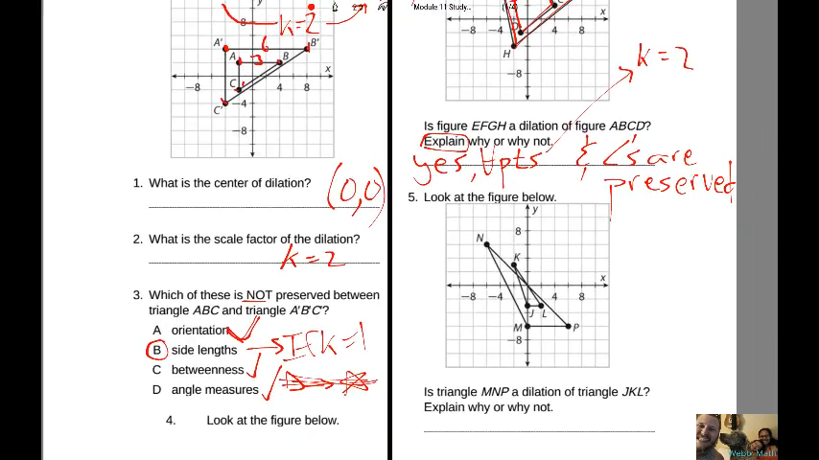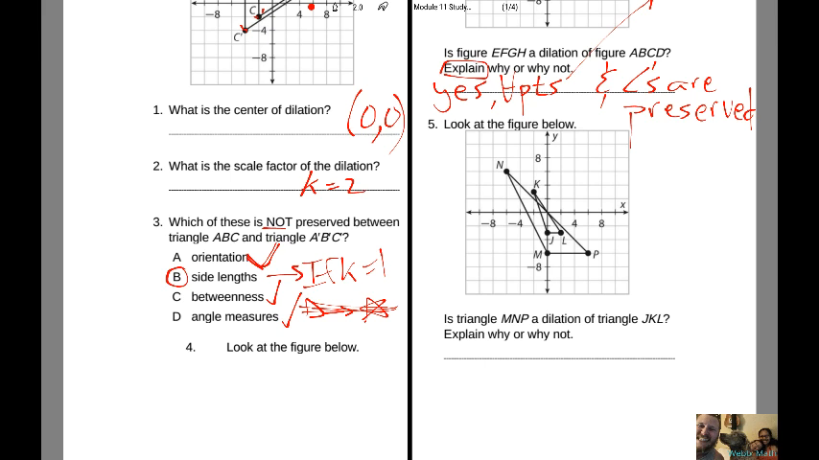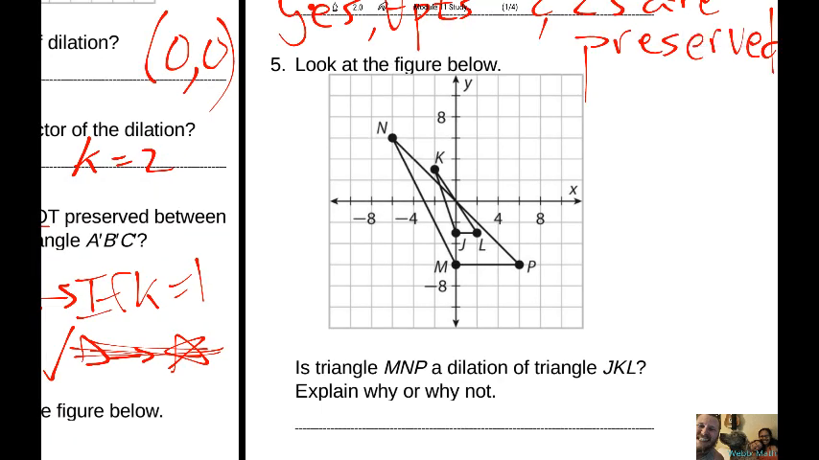All right. Number 5: is triangle MNP a dilation of triangle JKL? All right, so let's look. It looks kind of off, doesn't it? It doesn't look like all our lines are parallel, does it? Originally we had JKL, so KL. Notice how KL crosses NP.